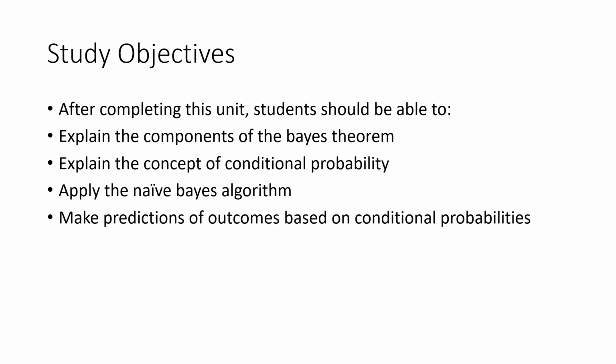So after finishing this unit, you should be able to know the components of the Bayes theorem. Remember when we did mathematical foundations, we looked at the Bayes rule of probability. You remember? So this algorithm is built on that. You should be able to explain the concept of conditional probability, and then we will apply the naive Bayes algorithm and be able to make predictions of outcomes based on conditional probability.